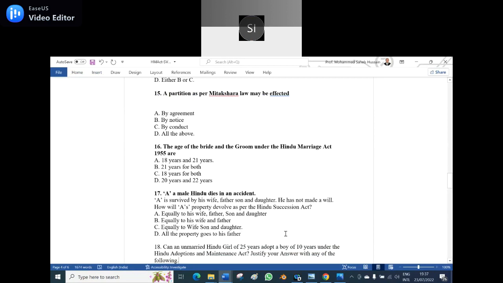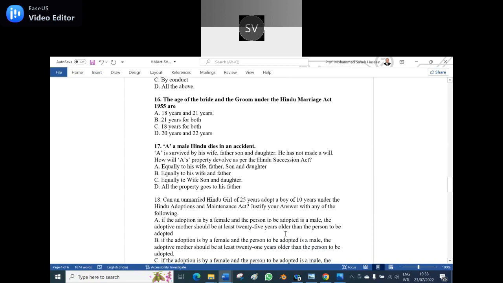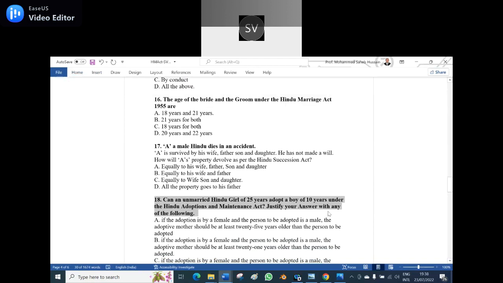17th question. A male Hindu, A, dies in an accident. He is survived by his wife, father, son and daughter. He has not made a will. How will A's property devolve as per Hindu Succession Act? Option A, equally to his wife, father, son and daughter. Option B, equally to his wife and father. Option C, equally to wife, son and daughter. Option D, all the property goes to his father. Yes, option C is the correct answer, equally to wife, son and daughter.